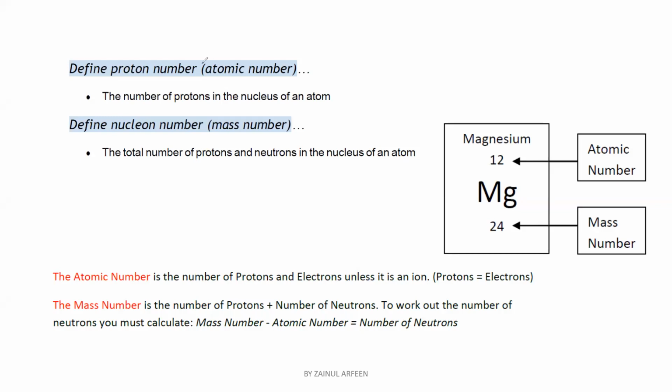If a question is "define proton number," how do you define it? Proton number is the number of protons inside the nucleus of an atom. And what is a nucleon number? This number is known as the mass number or the nucleon number. It is the total number of protons and neutrons inside the nucleus. So mass number is also known as nucleon number, which is the sum of protons and neutrons.